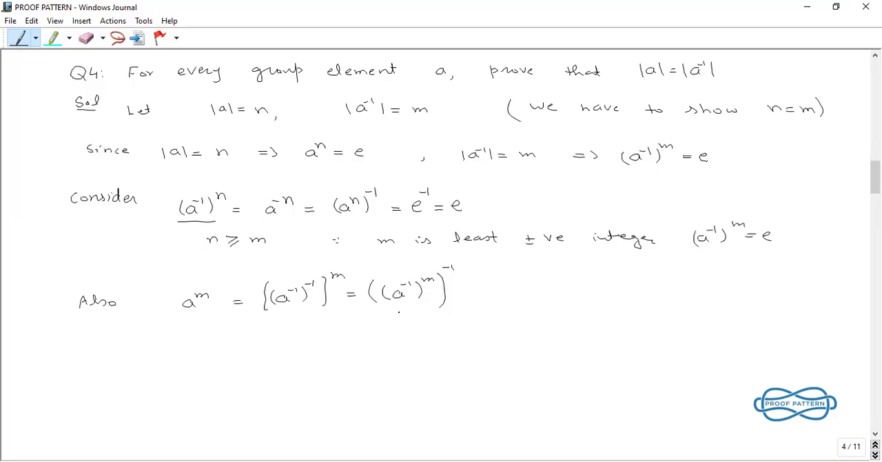And we know that A to the power minus 1 to the power m is identity, so this will be identity inverse, and that will be identity. And we see that A^m is identity, but the order of A is n, so n is the least such integer. This means m will be greater than or equal to n, and now using these two inequalities we get the equality, that is n is equal to m, and that is what we want to prove.